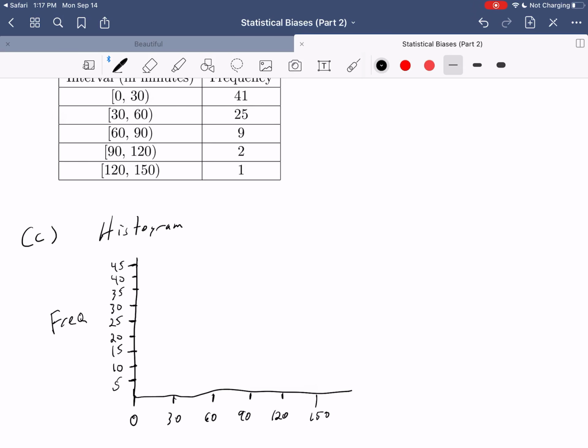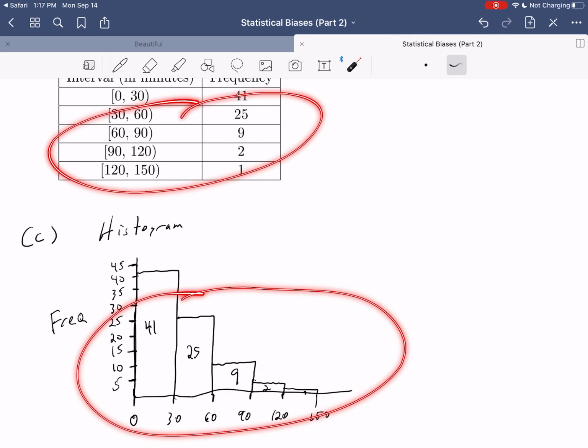So my first bar should go all the way up to 41, which should be right about there. The second one should go to 25, right about there. We'll also label these 41, 25. Then we had 9, which would be right there. Then 2, which would be right about there. And then 1, right about there. Okay, so there we go. There's the histogram based on this information.